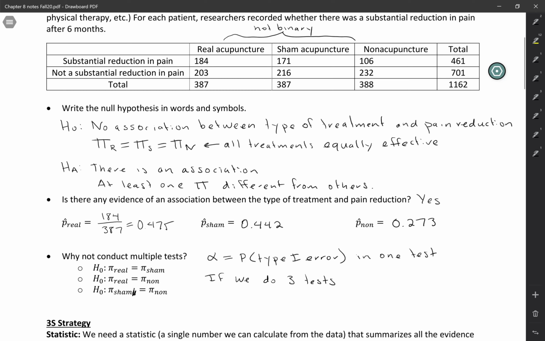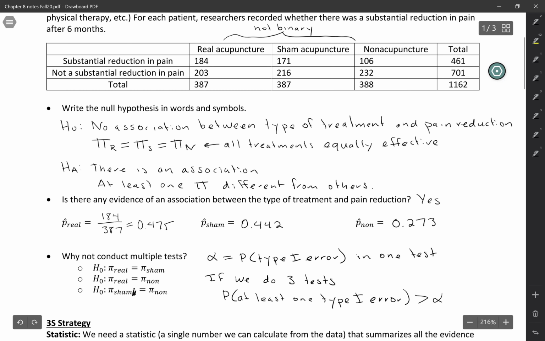The probability of type 1 error is going to add up. So if we do 3 tests, the probability of at least 1 type 1 error is not going to be 0.05. It is going to be greater than our alpha level. So we want to control that. We want to have one test where we know what the probability of a type 1 error is, and so that's why we want to do just one test as opposed to pairwise comparisons.